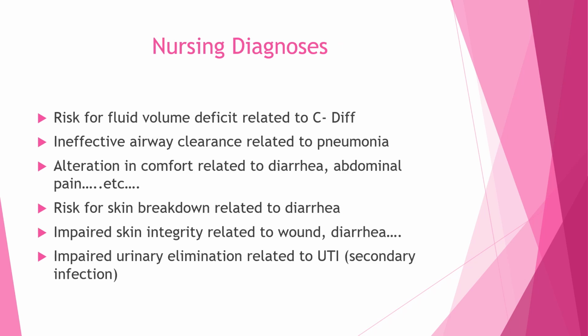Some nursing diagnoses for this population. Risk for fluid volume deficit related to C-Diff. Ineffective airway clearance related to pneumonia. Alteration in comfort related to the diarrhea, the abdominal pain, etc., whatever clinical manifestations are present. Risk for skin breakdown related to diarrhea. Impaired skin integrity related to the wound, to the diarrhea. Impaired urinary elimination related to a UTI. This is a secondary infection.